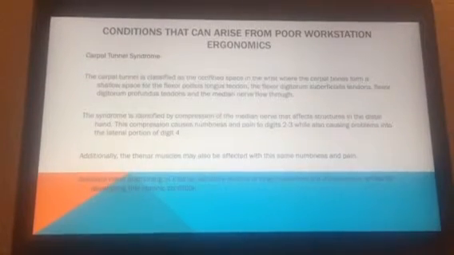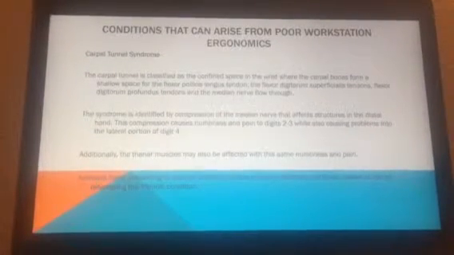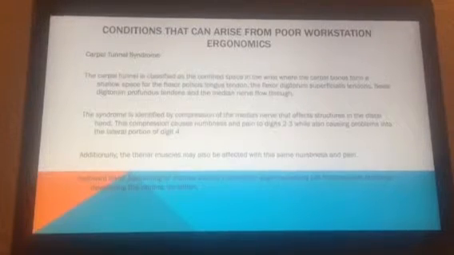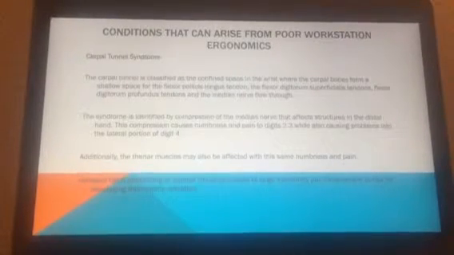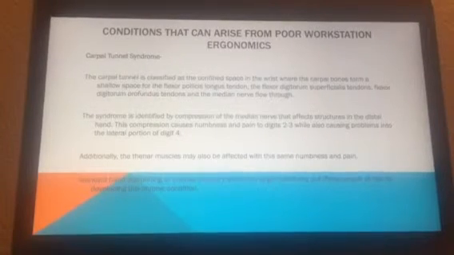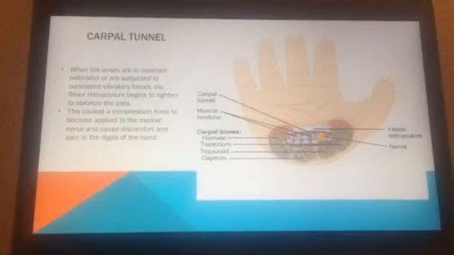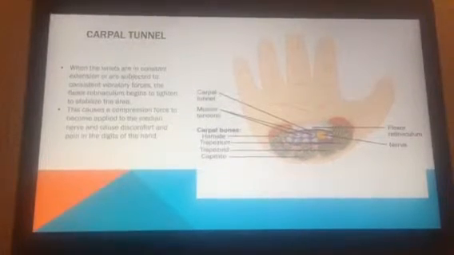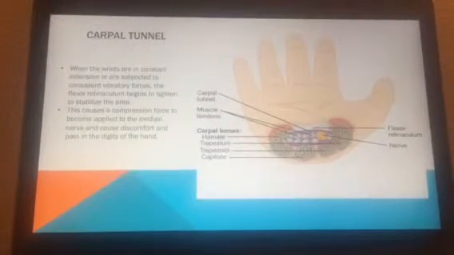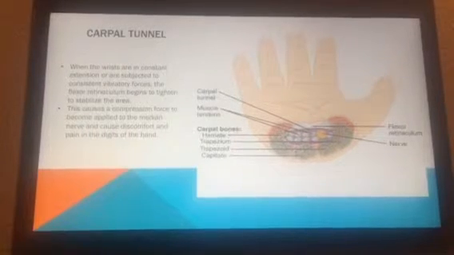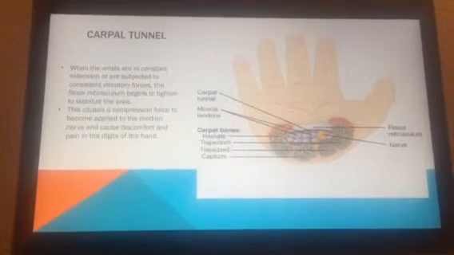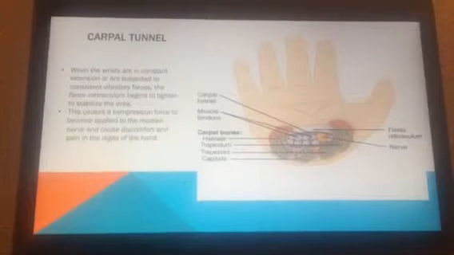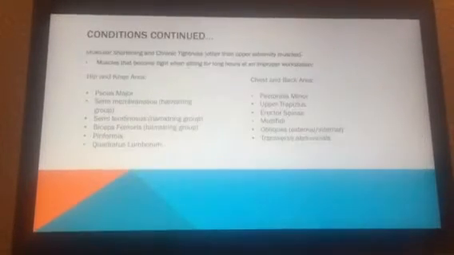As I said earlier, the awkward hand position or intense vibratory actions of large machinery put these types of occupations at risk for developing this chronic condition. I just have an explanation here. In the carpal tunnel, when the wrist is in constant extension or is subject to constant vibratory forces, the flexor retinaculum begins to tighten and stabilize the area. This causes that compression force in the median nerve like I talked about earlier.